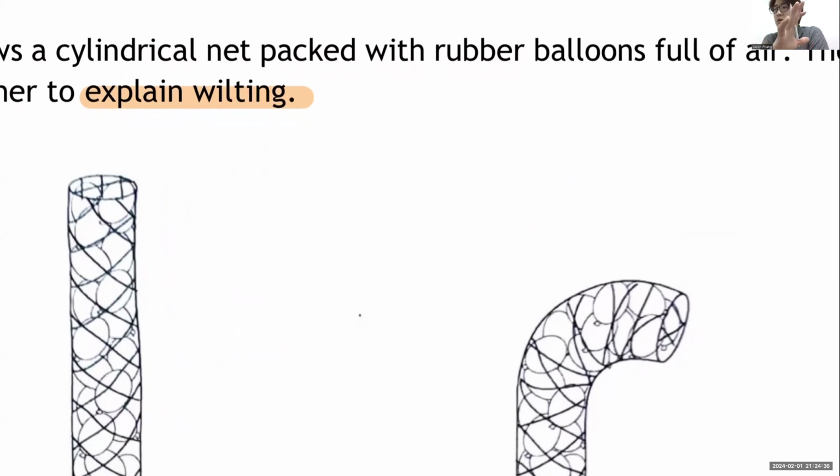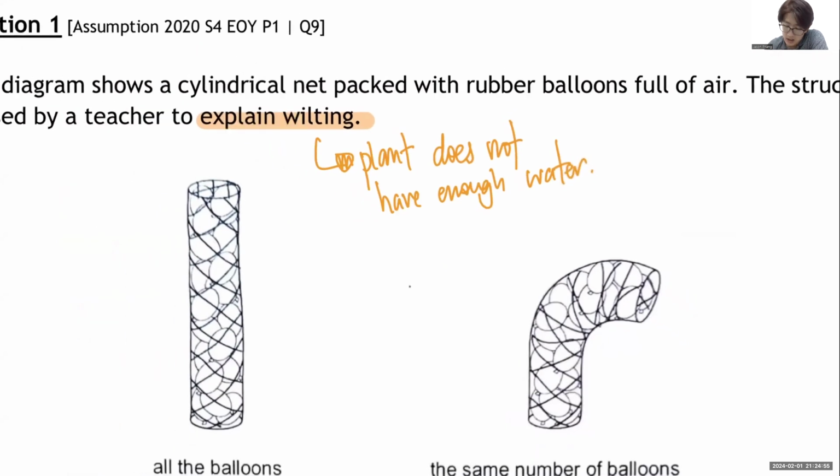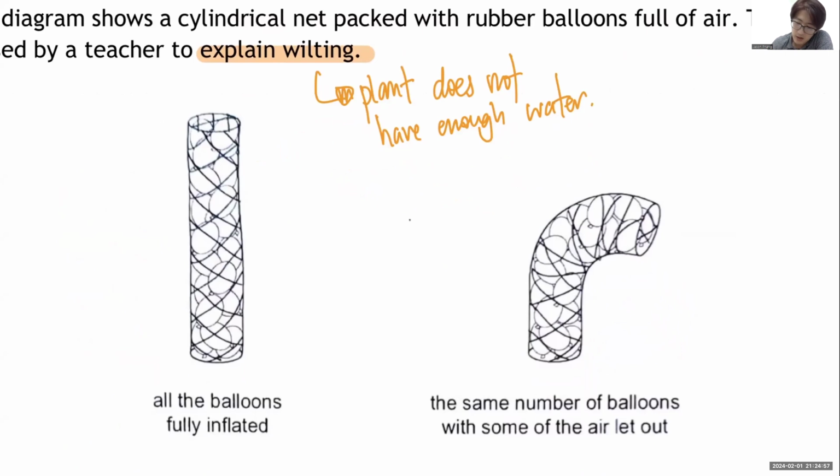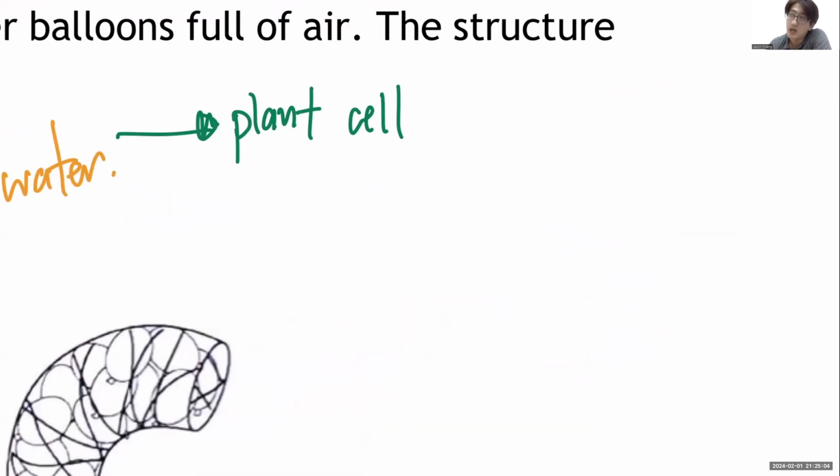Correct or not? So wilting means, yes, the plant does not have enough water. Can you give more water? So if the plant does not have enough water, what happened to the plant cell? Also not enough water, right? So how do you describe a plant cell that does not have enough water?